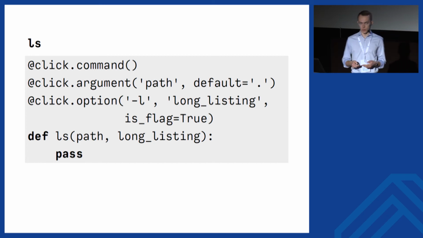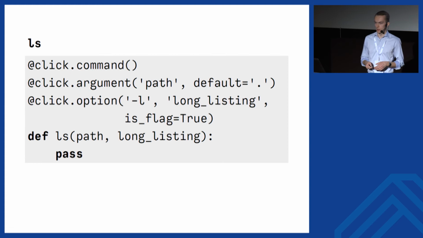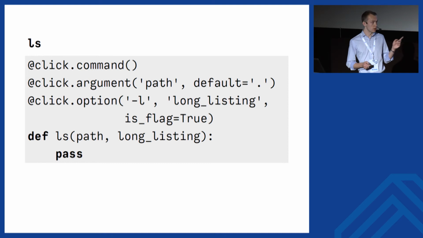And then you have this option decorator, which tells that you want to accept the -l flag. The variable in the argument in your function that you defined below will be called long listing, and you want to indicate that it will be a flag, which means you either expect it to be there or not. So you want to have a boolean basically.